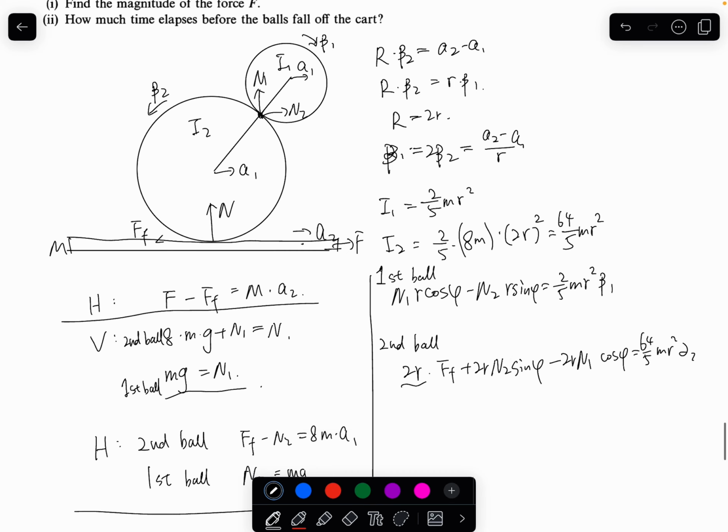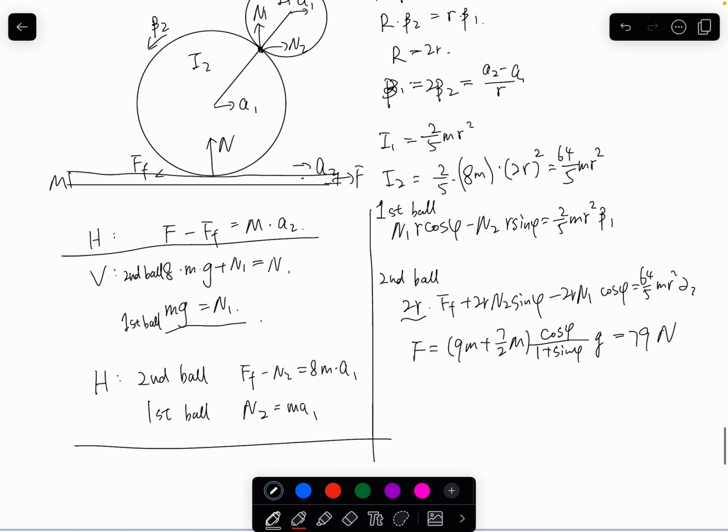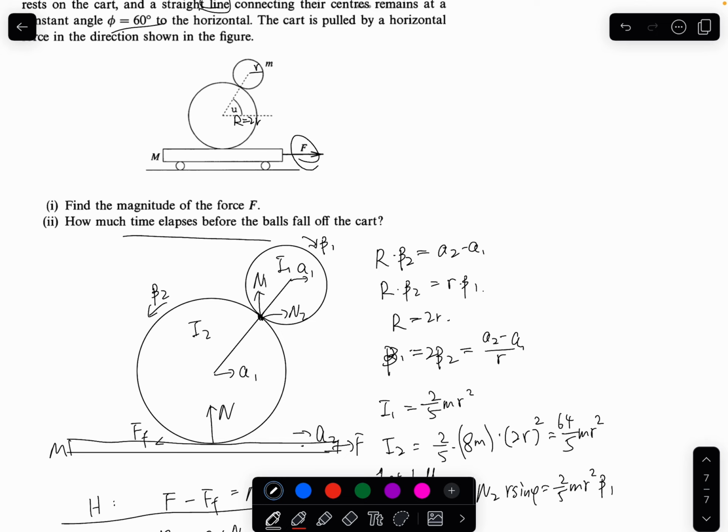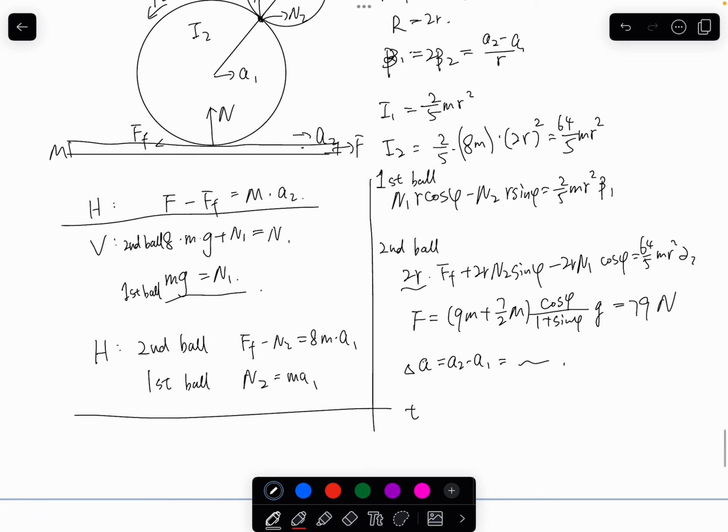Right. So from these equations, or a lot of equations, we can actually calculate F. But I think the calculation will be too much that the officer would not ask you to do that. It is 79 newtons, and the acceleration of the balls relative to the cart, and how much time it elapses before the balls fall off the cart. So we need to calculate the relative acceleration. Delta A equals A2 minus A1 equals something, and we use T equals L over delta A. So it is 0.55 seconds.